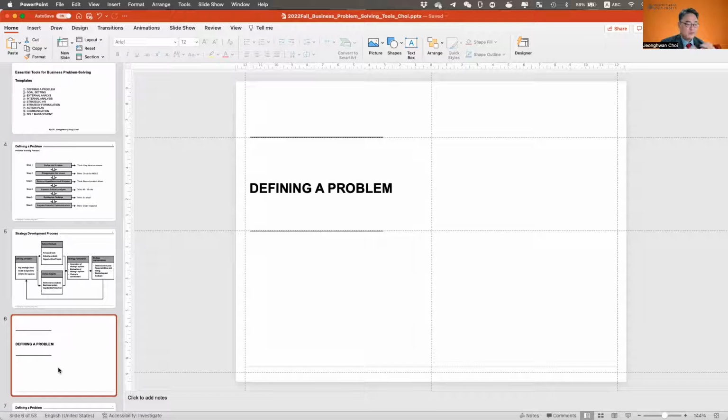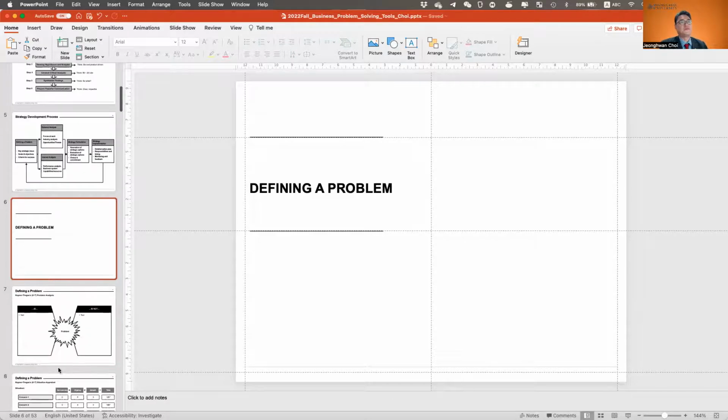Every moment, we must think of what the hell is the problem. How can we define the problem? In order to define the right problem, we can use a few tools. Oh, okay, so we have tools. Don't worry. We can define the problem by using a few tools.